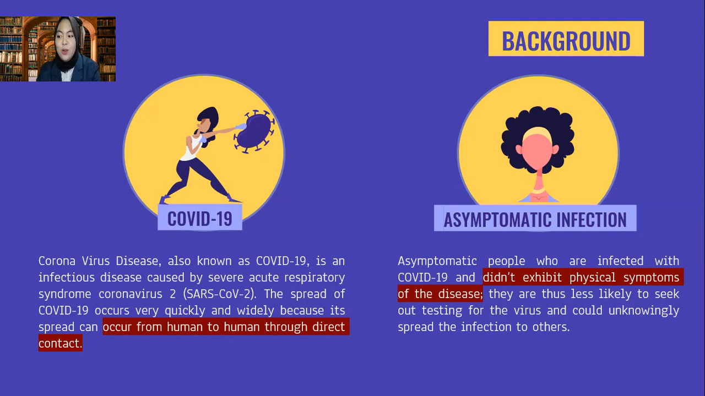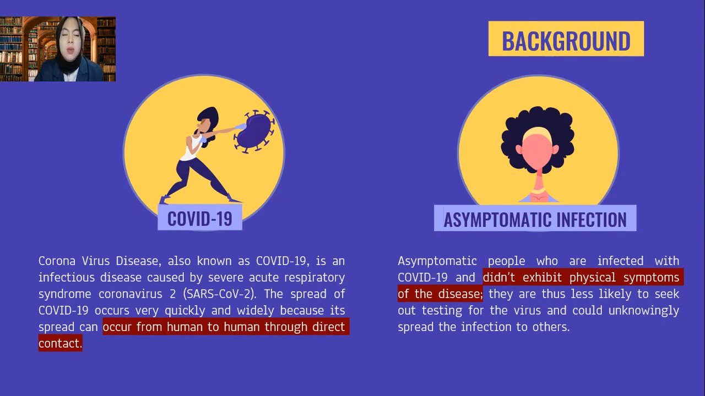Because of this nature, a lot of people have the virus, but they do not exhibit the physical symptoms. That means they are asymptomatic infection persons. They are asymptomatic COVID-19 patients.